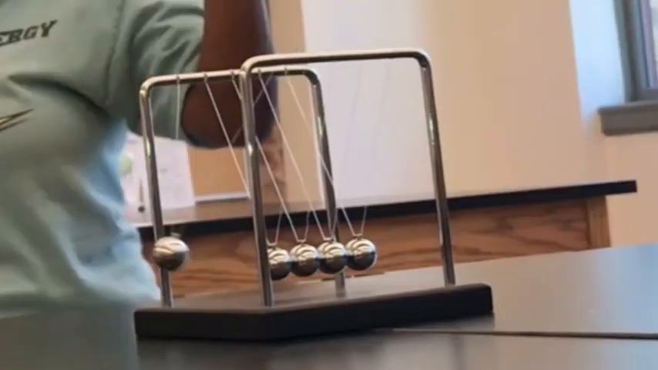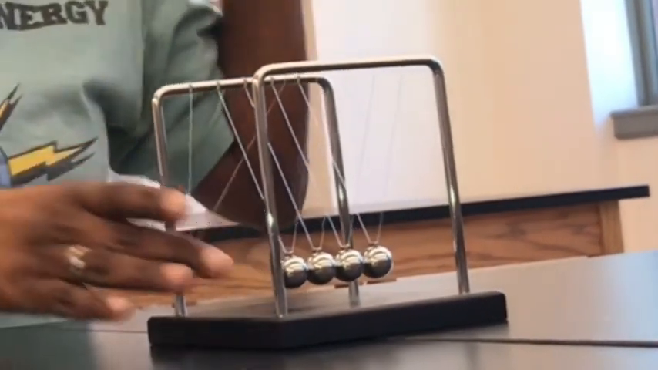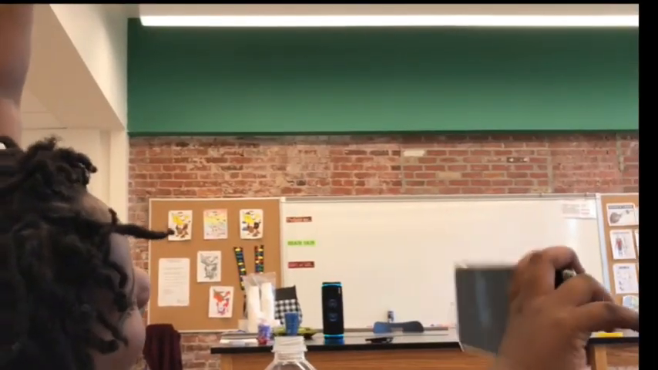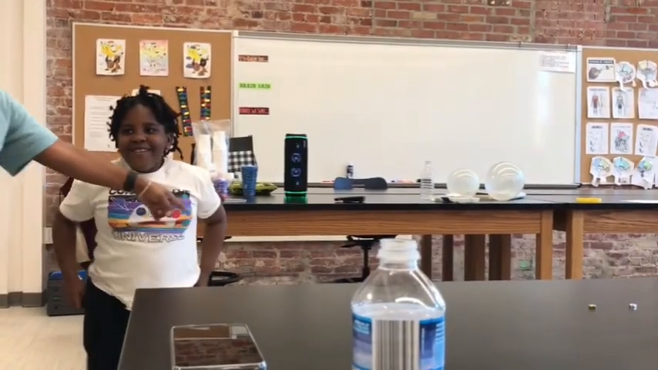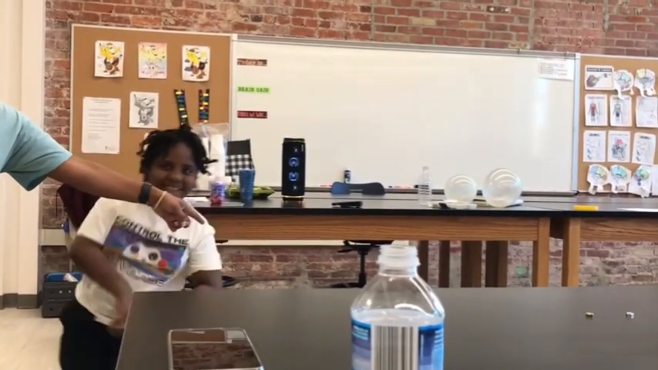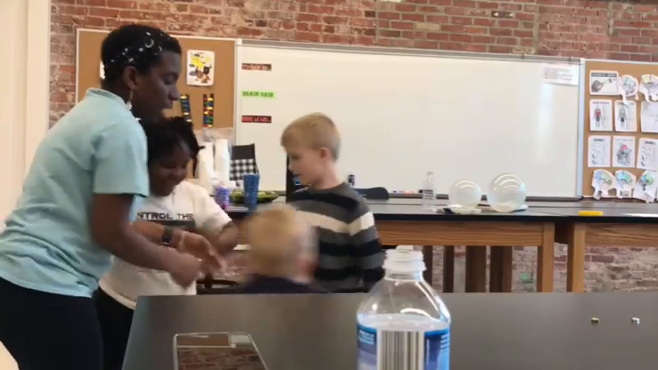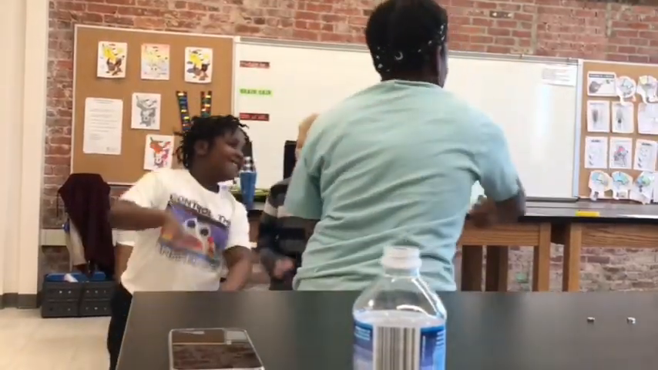So I need 5 volunteers. I need 5 volunteers to be our human energy. I want you to come, stand right here. I want you, yeah. Next. Stand right here. Stand in a line. 1, 2, 3.